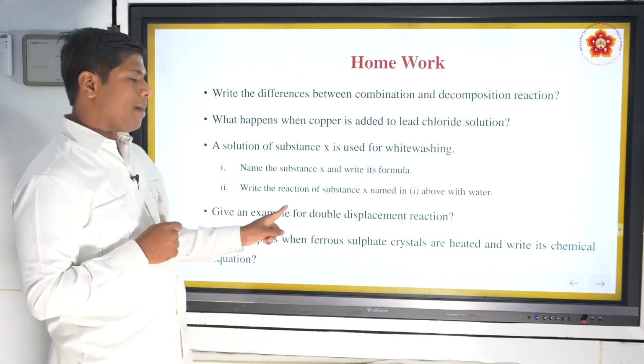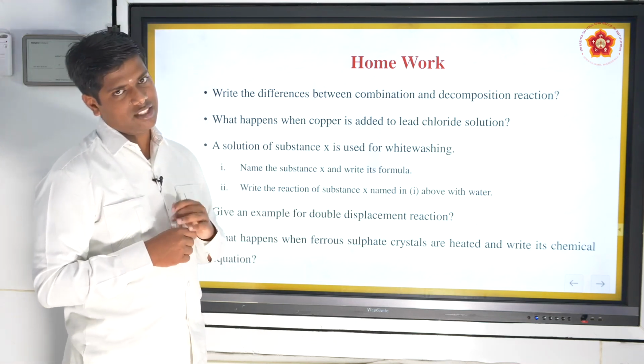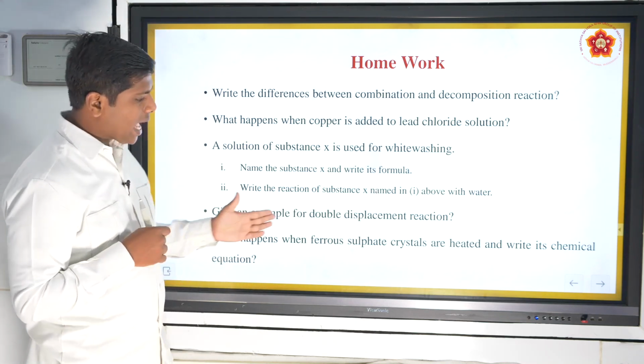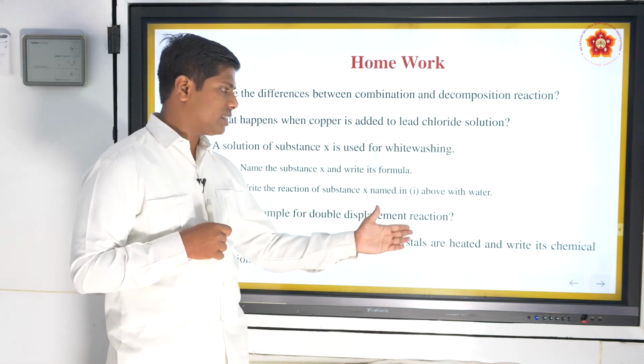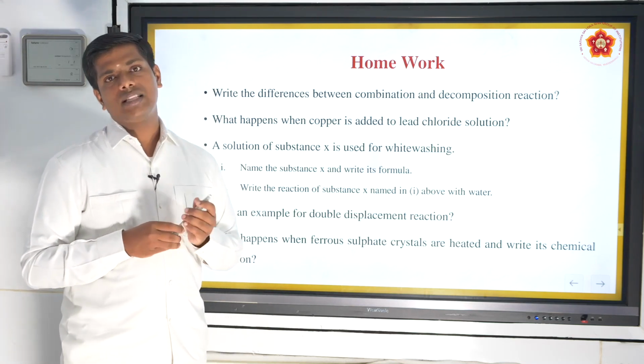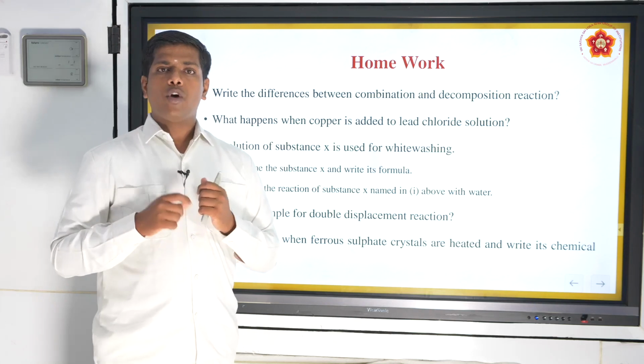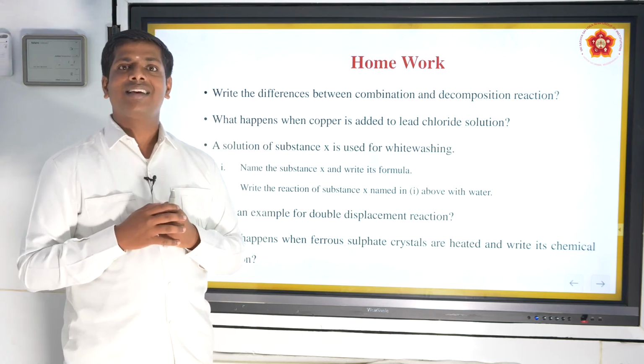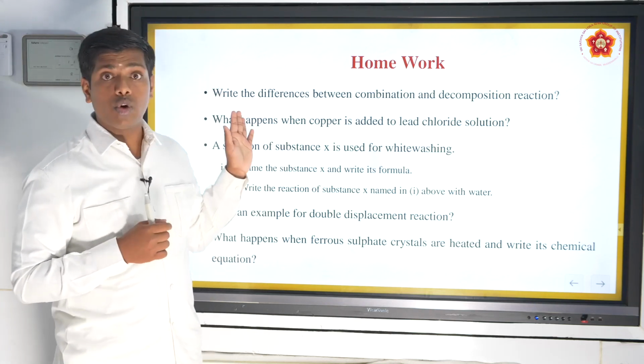Next, give an example for a double displacement reaction. Very easy question. What happens when ferrous sulfide crystals are heated? Write its balanced equation. I hope you all enjoyed this class, and this is most important, children.